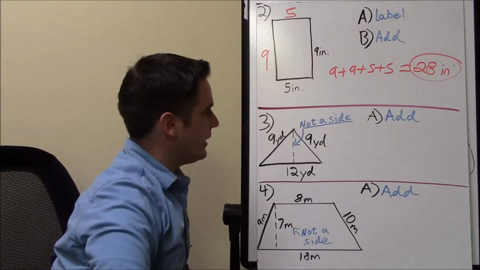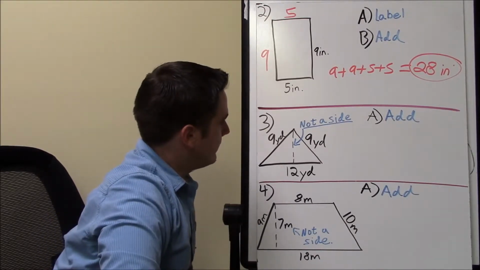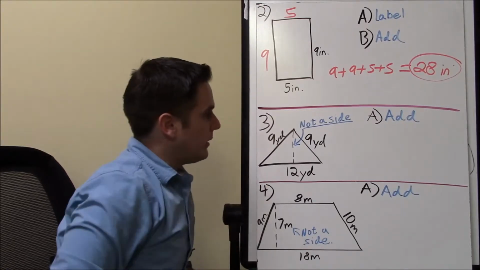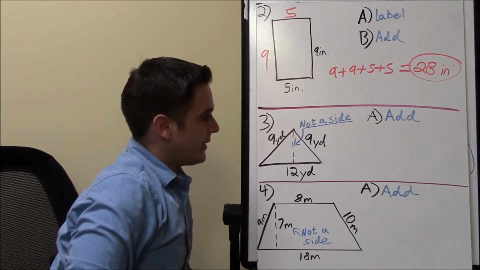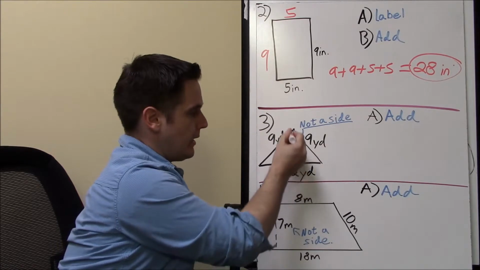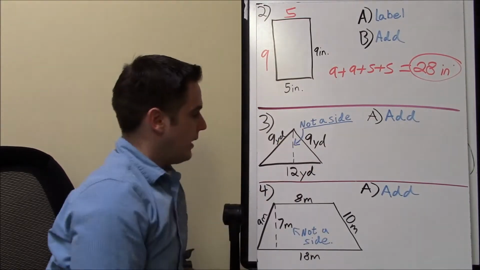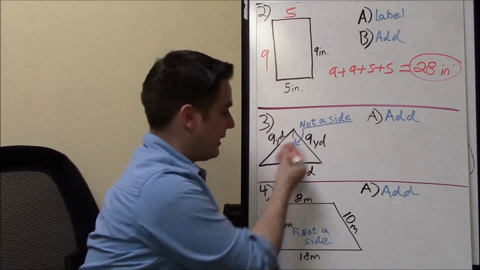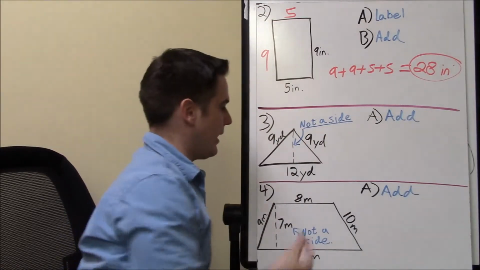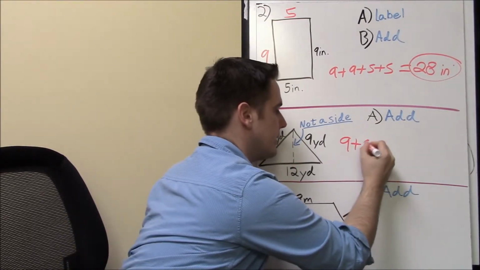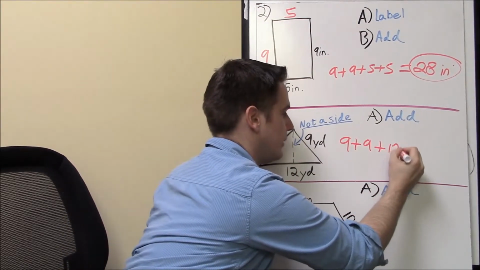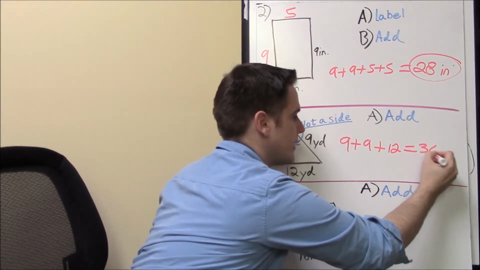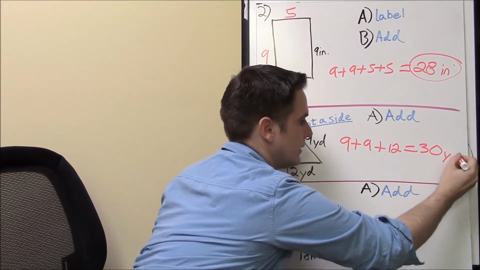Finally, number 3 here. It's a triangle, it's perimeter, and it's no different. This is not a side, don't worry about it. Add up the sides. You don't even need a label, and they've done them for you. That could happen on the test. So 9 plus 9 plus 12 equals 30 yards.